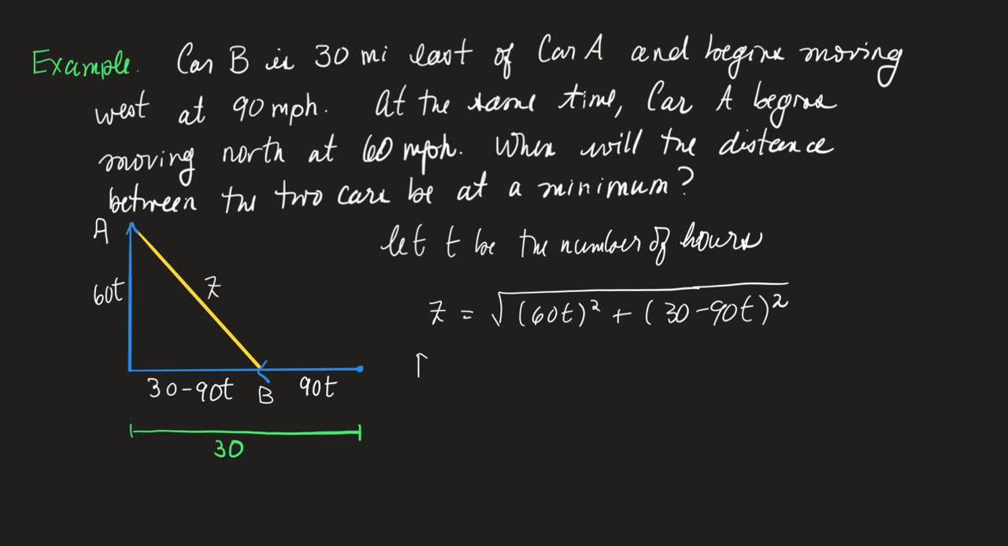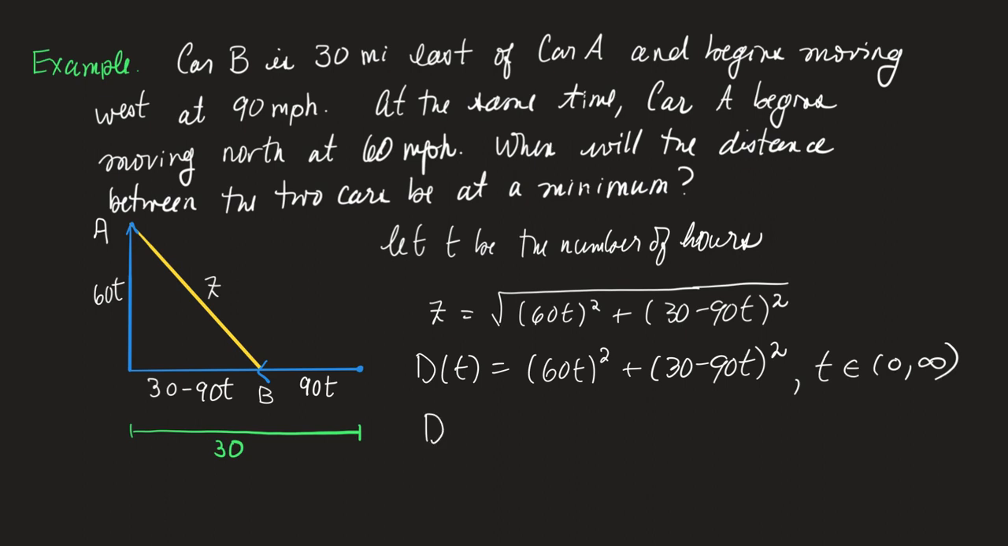So let's call that d of t. And so I'm going to get rid of that square root. And instead, I'm going to minimize this. And I'll have t in the interval 0 to infinity. And so this is what I'm going to minimize.